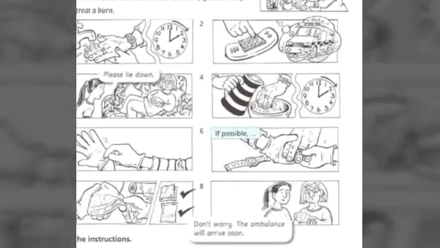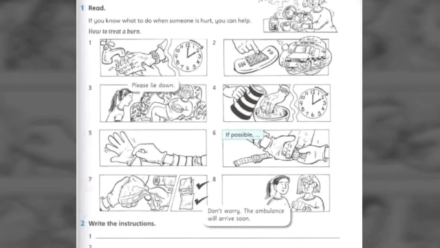So now we will get 8 instructions. You can write them now here. I have a model answer for you. You can just copy it or you can write your own answers and send them to me.